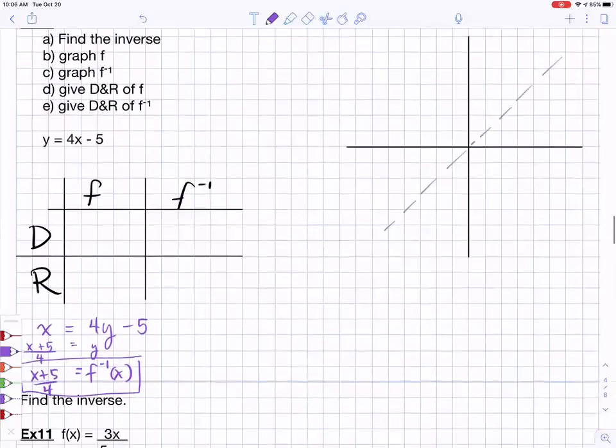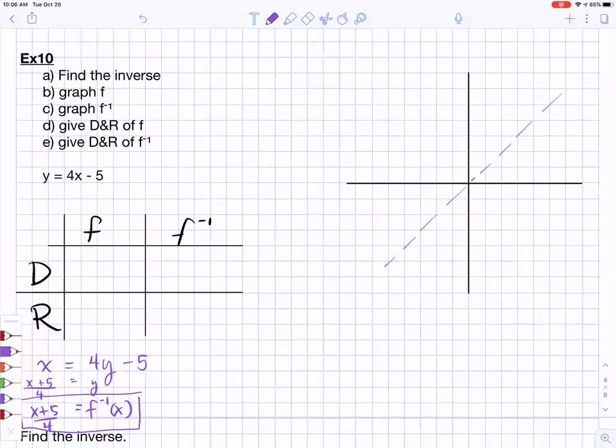Now let's go look at part B. Graph the original. Okay, no problem. When I graph the original, do you guys remember how to graph lines? You could go get x and y intercepts. That would be an option. Do you remember slope intercept form, y equals mx plus b? My b part was my y intercept.